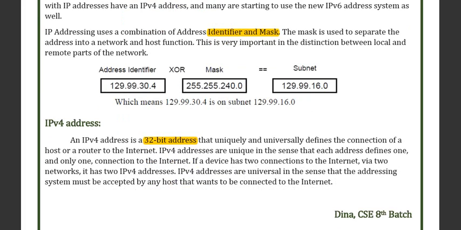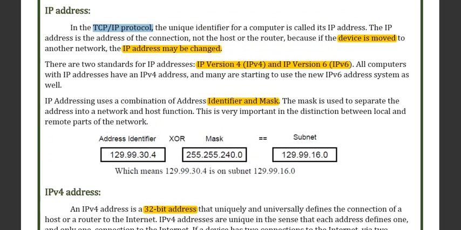Here we can generate subnets. First we need to take the IP address, then the mask. We will discuss how to generate the mask and the IP address. After applying the XOR function, we can generate the subnet. That is how we can generate the subnet of this IP address.